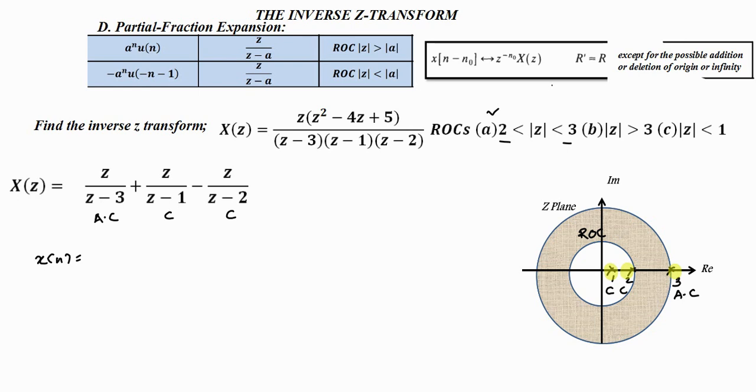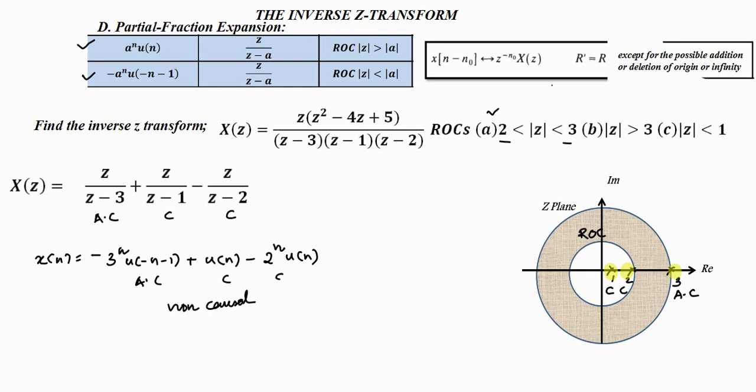So I can write x of n based on that concept. Here we need to write the anticausal part, so I choose this result. It becomes minus 3 raised to n into u of minus n minus 1. The second one is a causal part, so I can choose the first equation, so it becomes u of n. Now the third signal is z by z minus 2, again a causal signal, so you can write 2 raised to n into u of n. So the signal contains an anticausal part and a causal part, so the entire signal is non-causal.